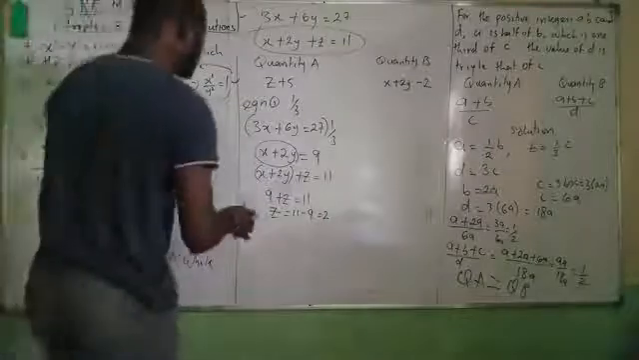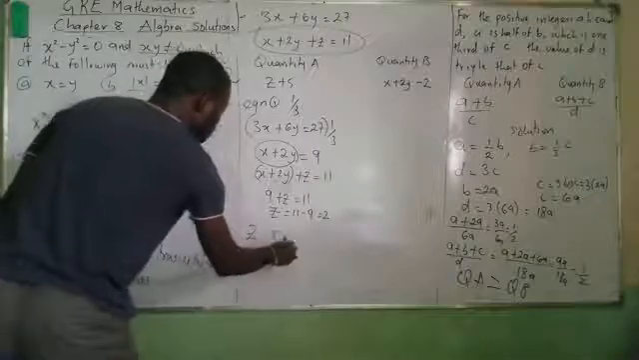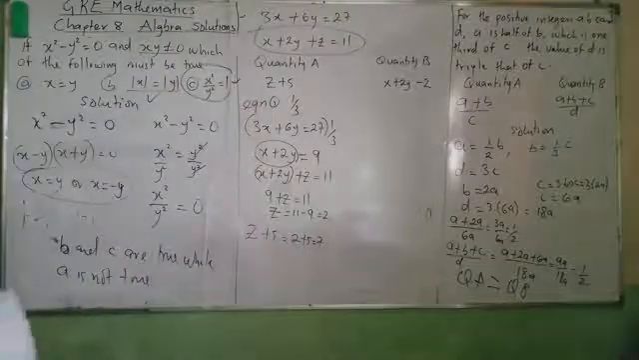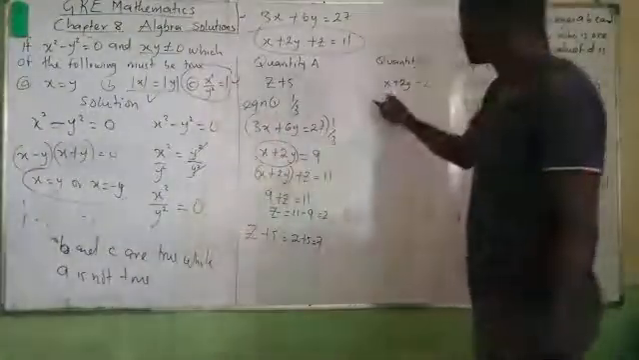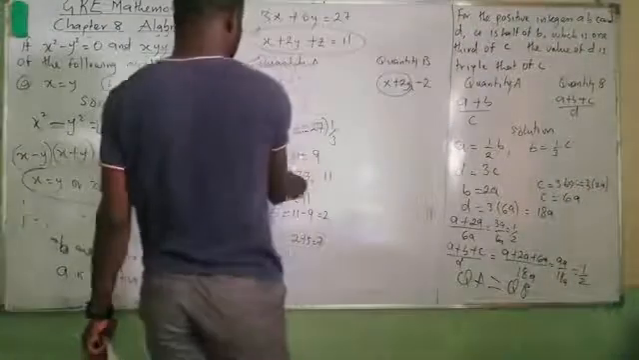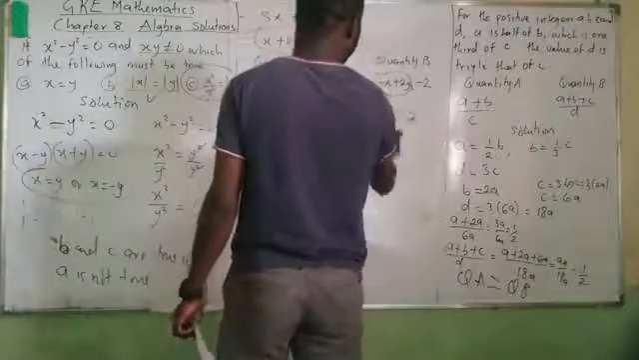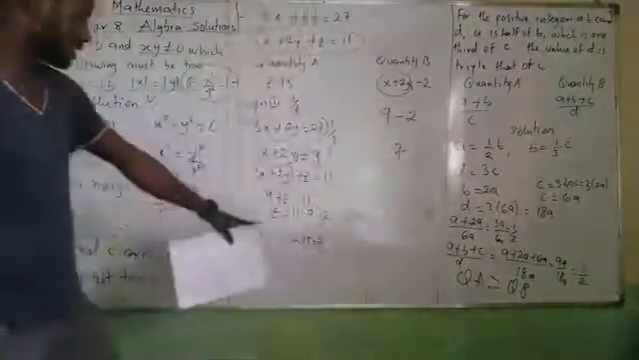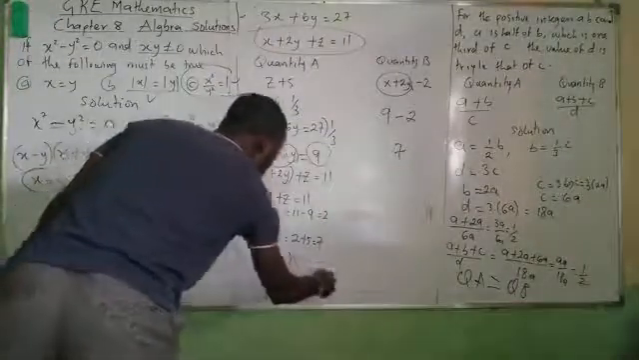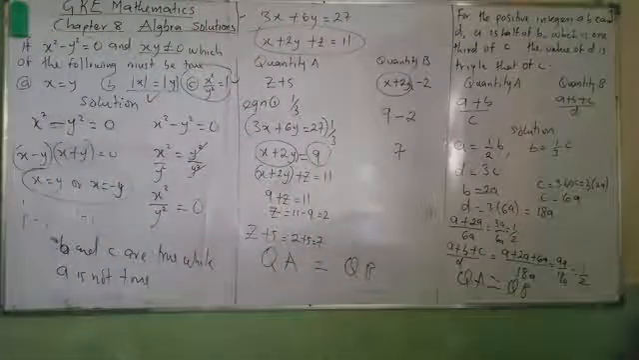Now, I will move on to the next one. Quantity A lets us know that z plus 5 will be 2 plus 5, which is 7. Quantity B lets us know that x plus 2y minus 2, and x plus 2y equals 9. It means I'll have 9 minus 2, which is equal to 7. Now, this is 7, this is 7. It means my quantity A will be equal to quantity B. That is all.